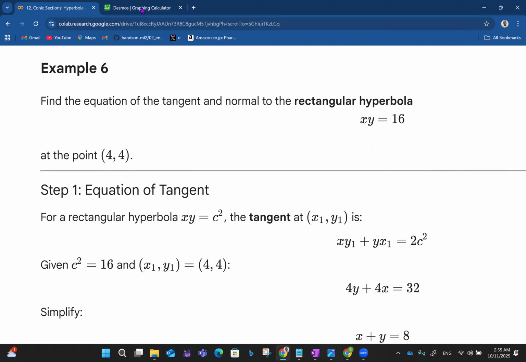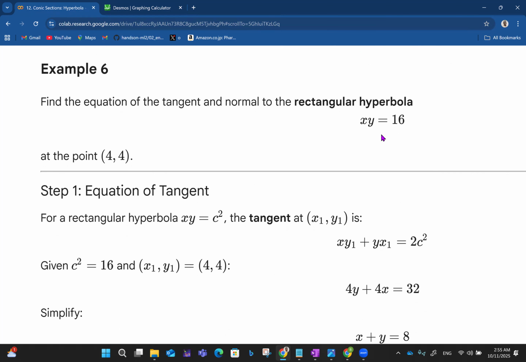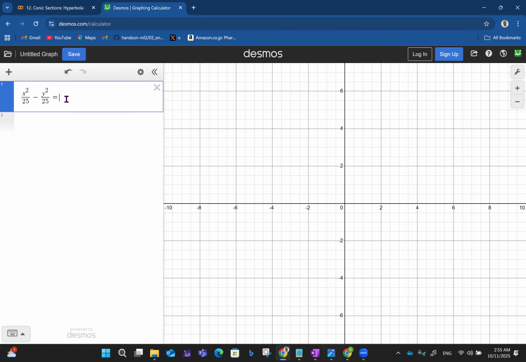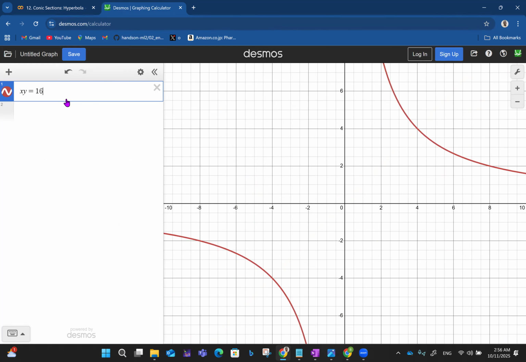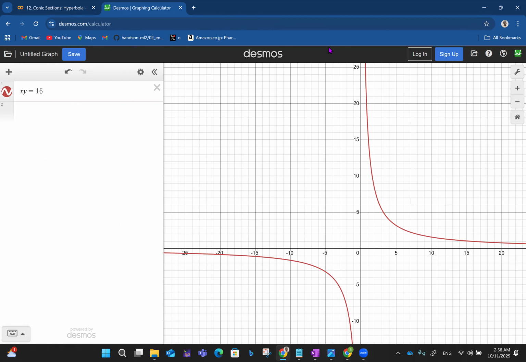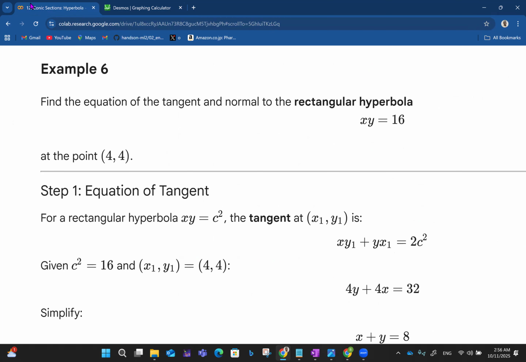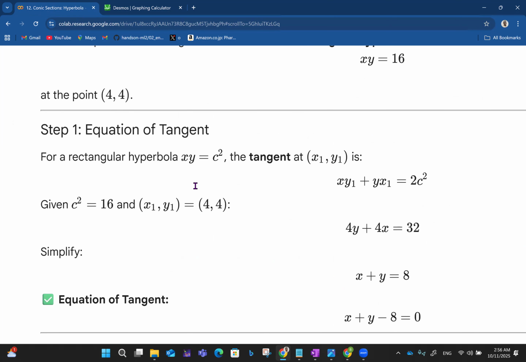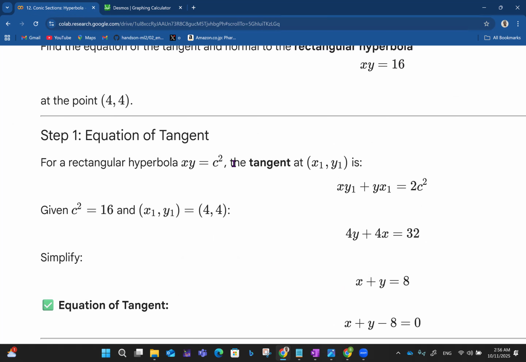So find the equation of the tangent and normal to the rectangular hyperbola xy equals 16. So here now we have xy equals 16. So you see that it's now rectangular like that in those corners. So you have rectangular hyperbolas like that. We want to find the equation of the tangent and normal to this at the point (4, 4). So again, for a rectangular hyperbola, xy equals c squared.